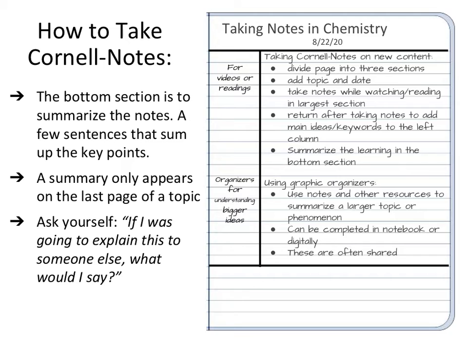The last one is that bottom section. That bottom section is a summary section. So you would revisit the notes, relook at those titles from the left-hand side, and try to summarize that information in 2 to 3 sentences. Think of it as if you needed to explain what the video was about or what the reading was about in 2 to 3 sentences, and you would write that down at the bottom.